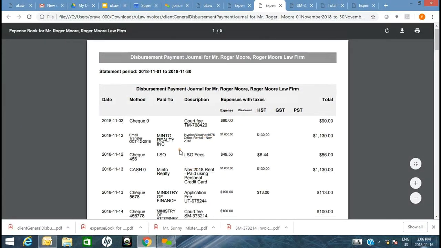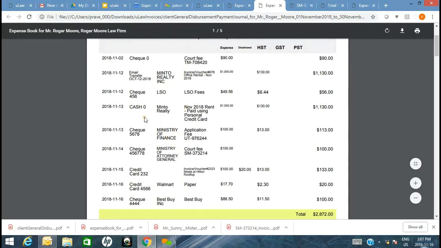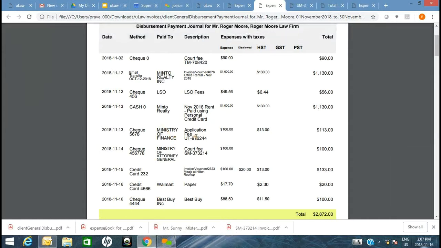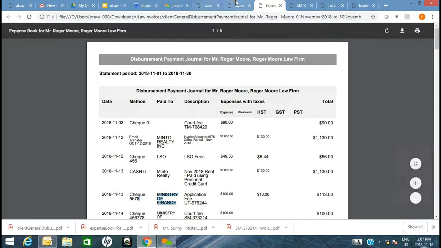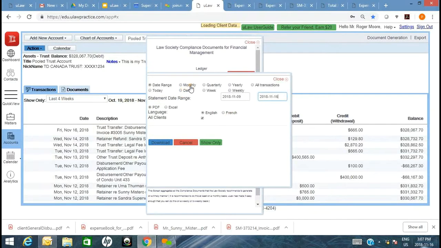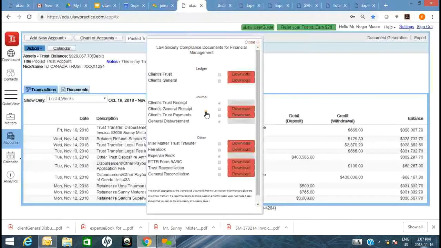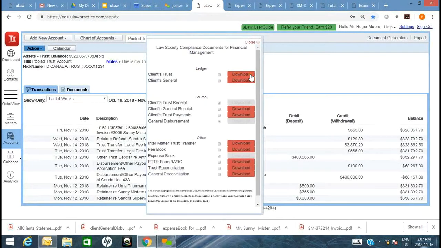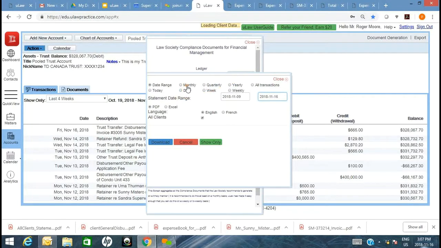Very important is your general disbursement. Keep in mind, it's a combination of both your office expenses as well as client-related expenses as well. Okay, so remember we had the Best Buy, the Walmart, right? And you had the court application fee for the Ministry of Finance. Okay. Now if I were to do a trust receipt for the month, that should have the ledgers that reflect that disbursement. Okay. You can do a trust ledger as well.